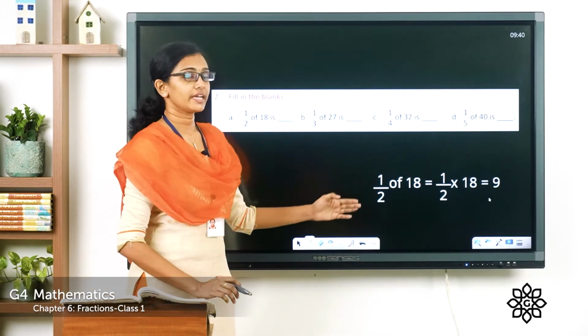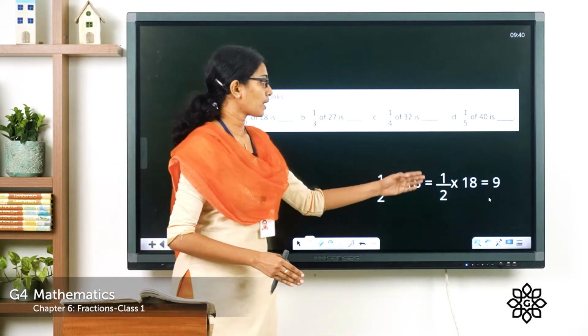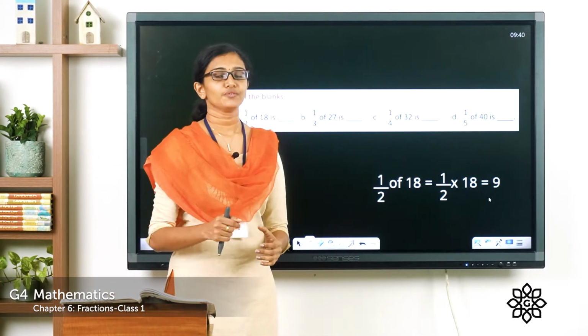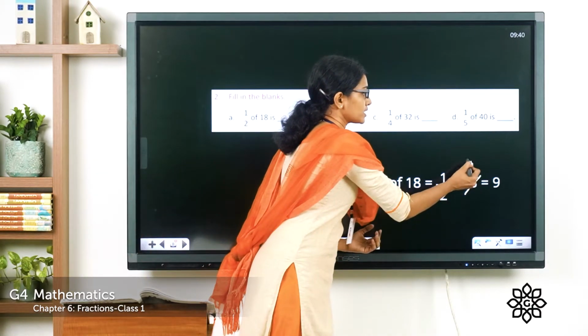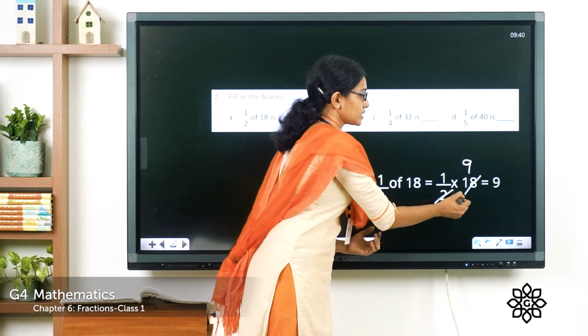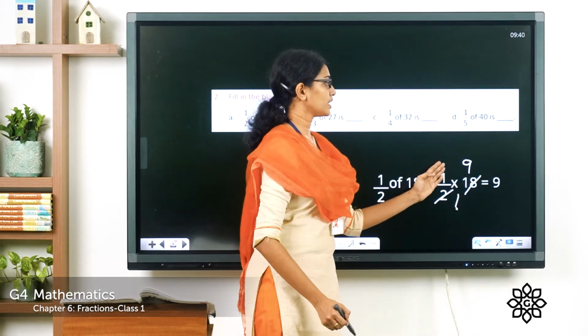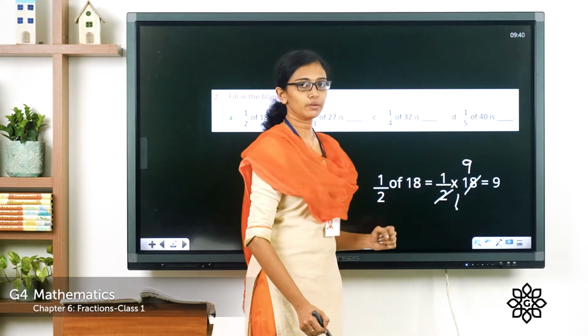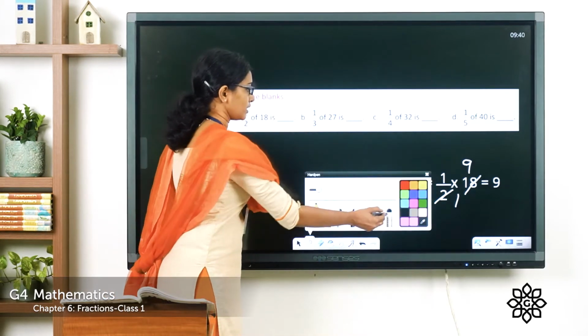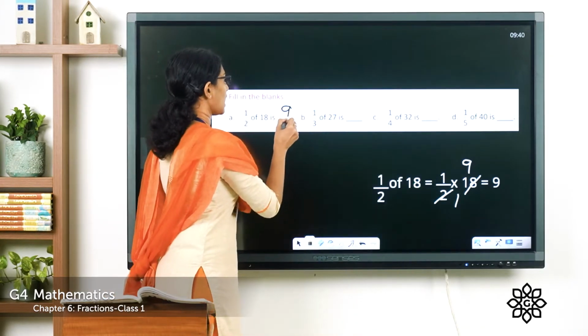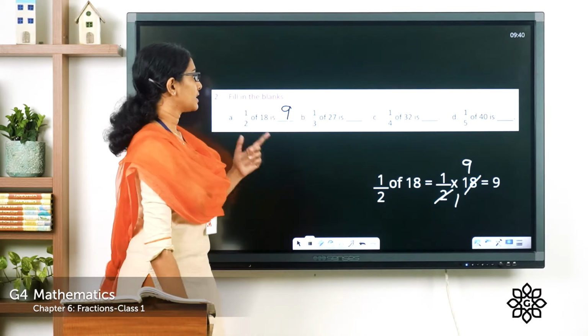1 by 2 of 18 is equal to 1 by 2 into 18. After cancelling out the common factors, we get 18 divided by 2 is 9 and 2 divided by 2 is 1. 9 by 1, or 1 into 9, is equal to 9 by 1, which is equal to 9. So what is the answer you have to write here? 1 by 2, or 1 half of 18, is 9.